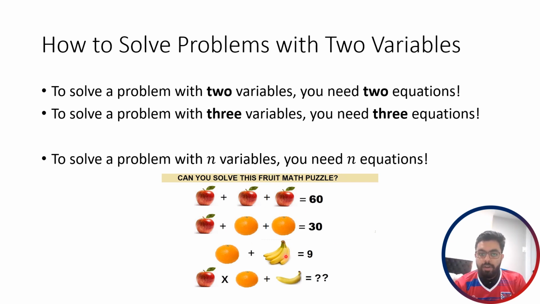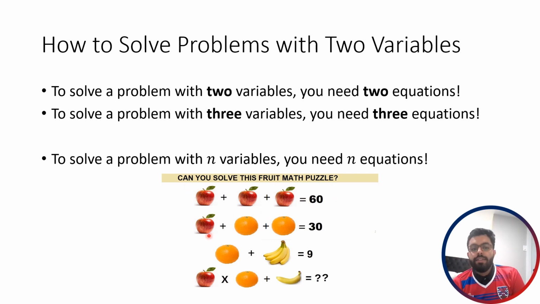Those are our 3 different variables, and they've given us 3 different pieces of information. Now I keep saying different pieces of information, right? Because if I say apple plus apple plus apple equals 60, but then I say, I don't know, 3a equals 60 as a separate equation, that's not giving me new information, because that's the same thing as what this first line is telling me, right?